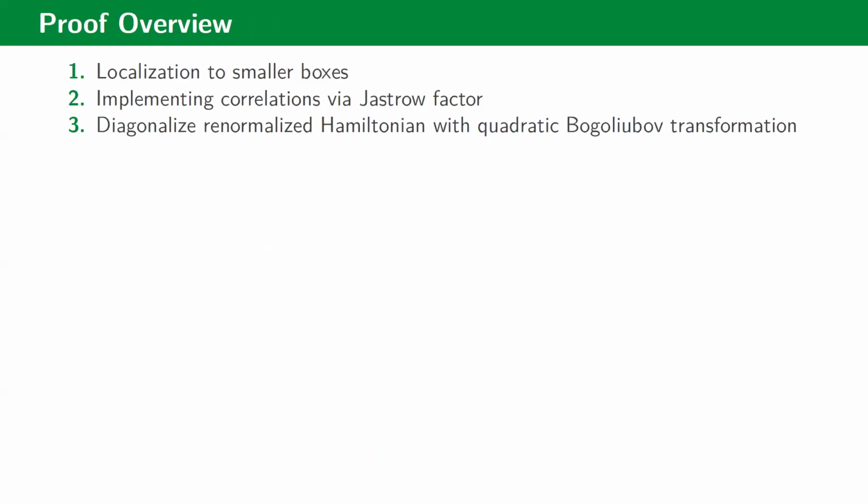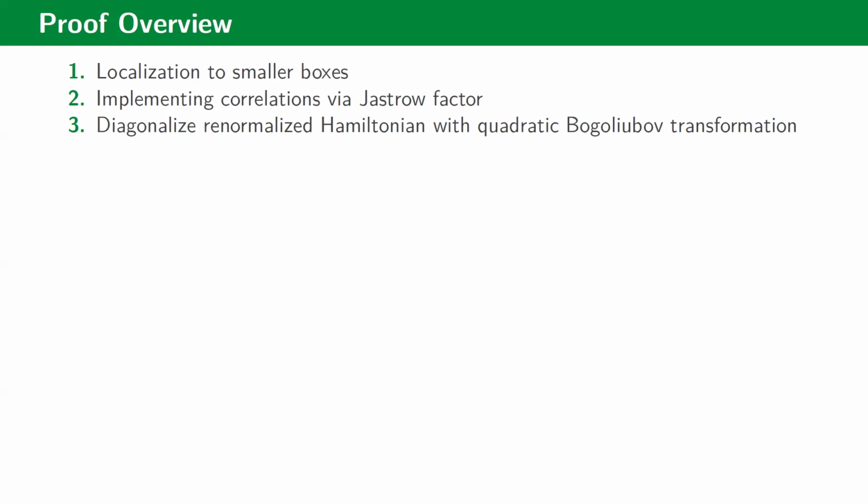Let me give a quick proof overview and maybe some more details later. So first, we need to localize to smaller boxes. The idea is that it's very difficult to prove things in a big box, mostly because you want to use the gap that your Hamiltonian has, and in a big box, the gap scales like L to the minus 2, so it's very small. So we go to smaller boxes, and there is some method, which was there before, which helps you to patch the boxes together. That's the first step.